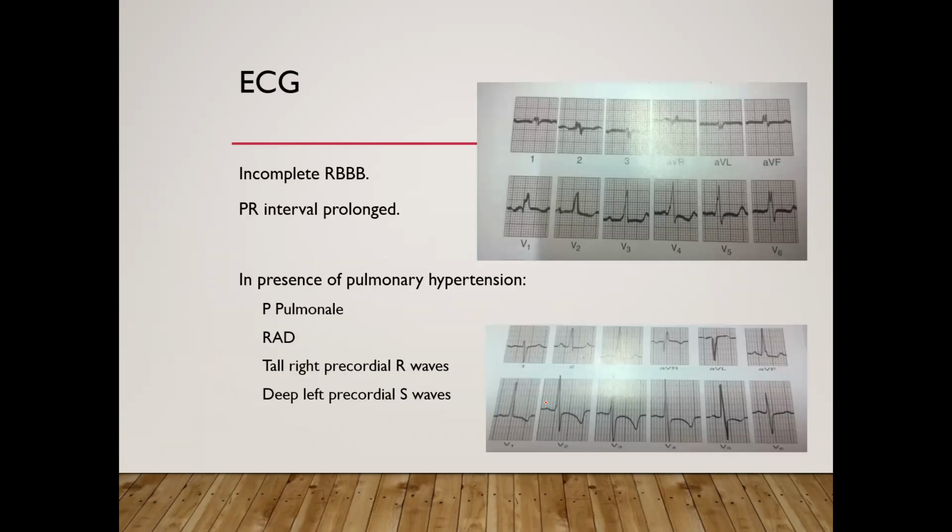Coming to the investigations, these are common with the incomplete right bundle branch block with the prolonged PR interval. In the setting of pulmonary hypertension, there could be P pulmonale along with right axis deviation, tall precordial R waves, and deep left precordial S waves present.